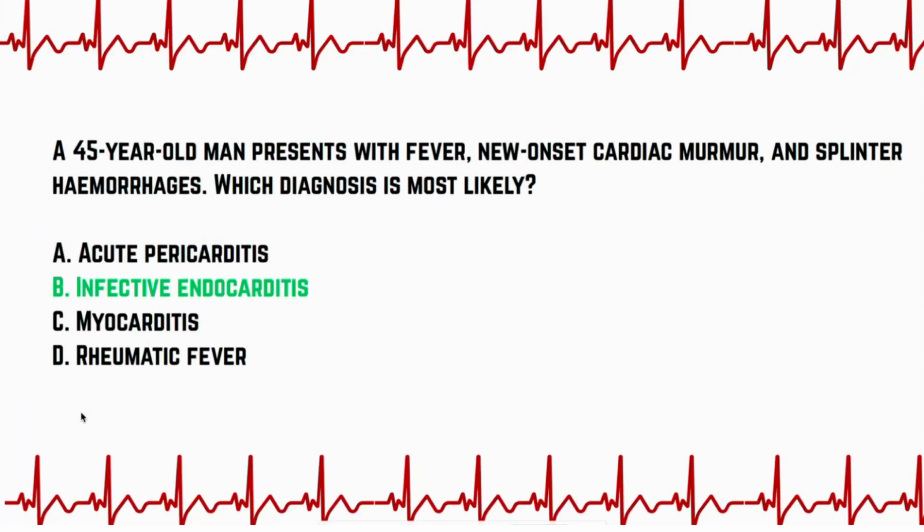So yeah, it's infective endocarditis. Why? Splinter hemorrhages, fever, and the new onset cardiac murmur, because the infective element or the bacterial organism will be the reason why you have damage to the valve, which goes on to cause that murmur.